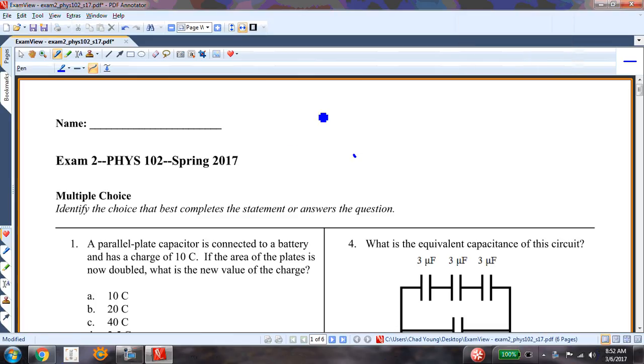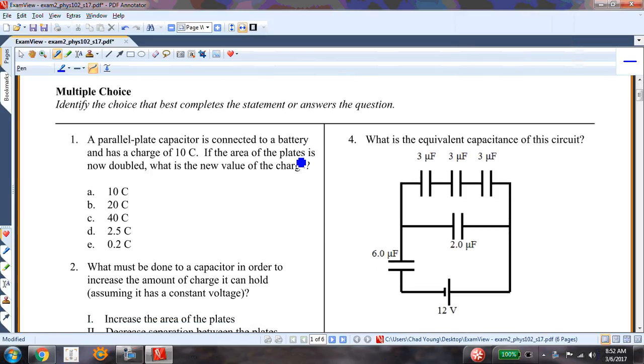Okay, it's exam 2 for physics 102. A parallel plate capacitor is connected to a battery and has a charge of 10 coulombs. If the area of the plates is doubled, what happens to the charge?